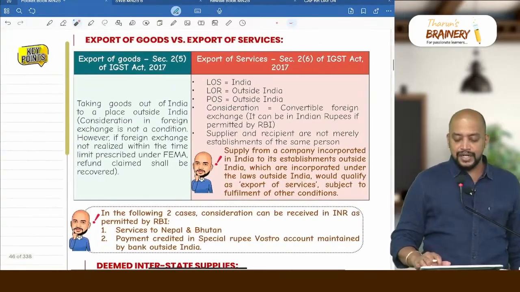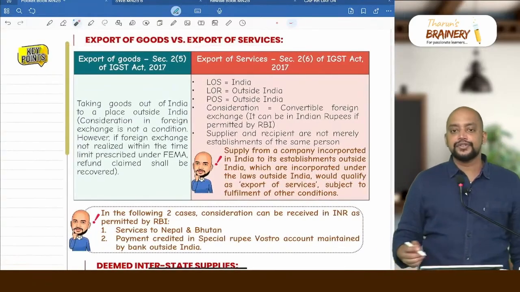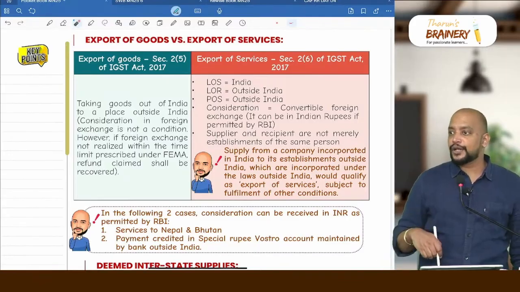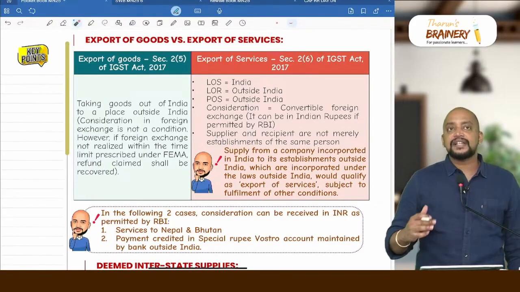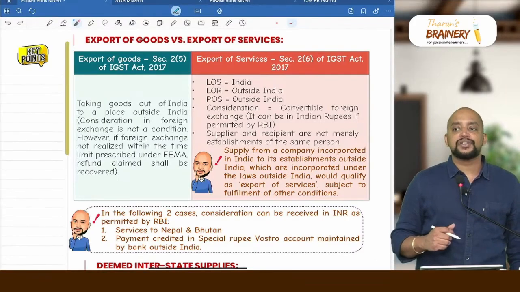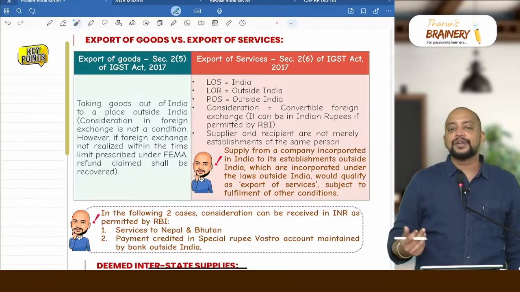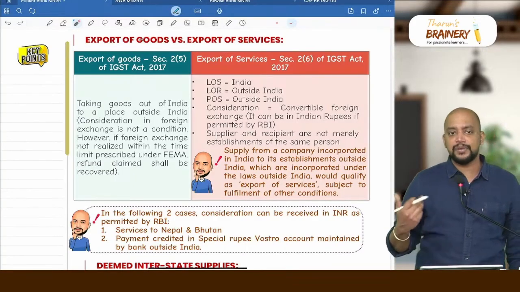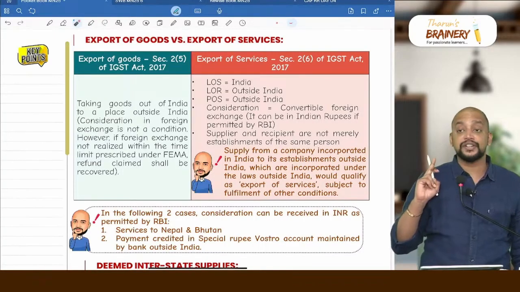Then next, we need to understand meaning of export of goods and export of services. Export of goods means taking goods from India to a place outside India. Whether consideration is in convertible foreign exchange, that is not a criteria to become export of goods. Consideration may be in Indian rupees or consideration may be in foreign exchange for the purpose of export.